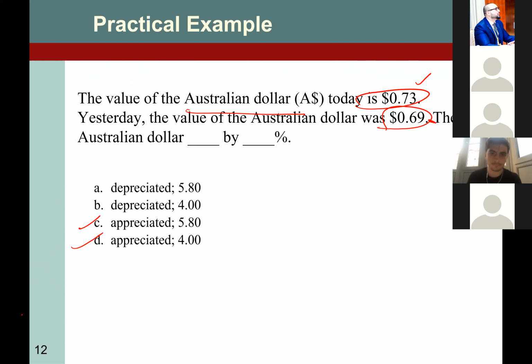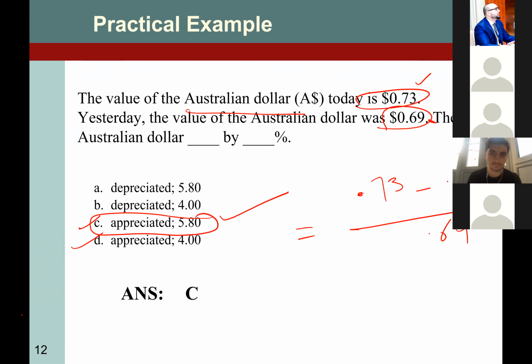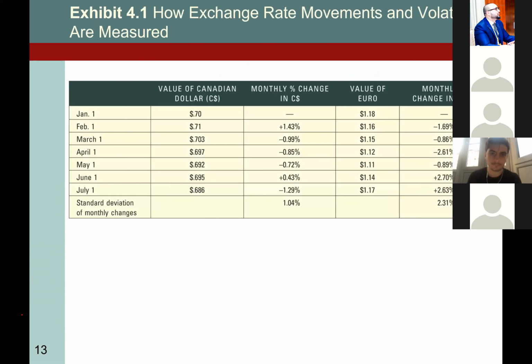And what is the answer? We have to take the new value minus the old value, divided by the old value. What is the answer? C. Very nice, because the answer also is a positive number. Understand?